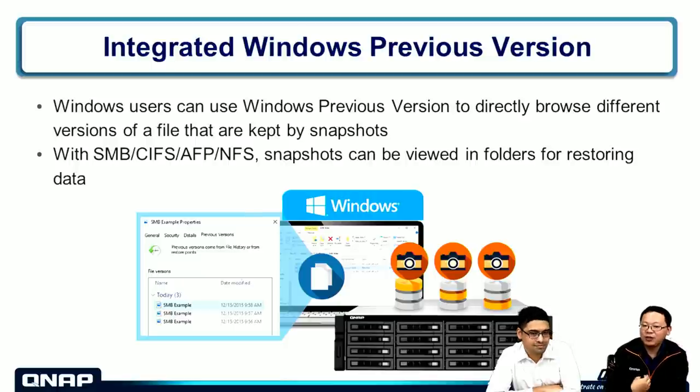For end users, we allow common users to access the snapshot through Windows Previous Versions. And Mac or Linux users can use SMB, CIFS, FTP or NFS protocol to access the shared folder and the snapshot folder. If I want to look for some files in snapshots, I can very easily do it by myself. I don't need help from IT staff. Yes, many ways.